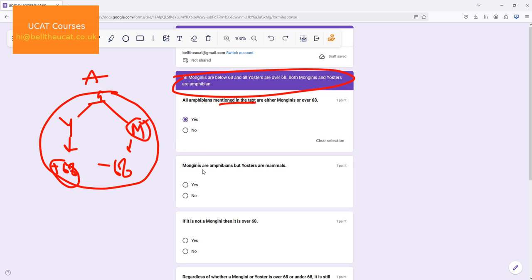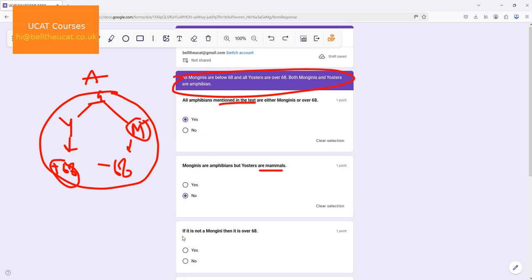Ms, Monginis are amphibians, but Yorsters are mammals. Absolute no mention of Yorsters, whichever way you like to pronounce it. Because of lack of information, there's no mention of mammals. Big fat no. If it is not M, then it is over 68. What do you mean if it is? Who is it?